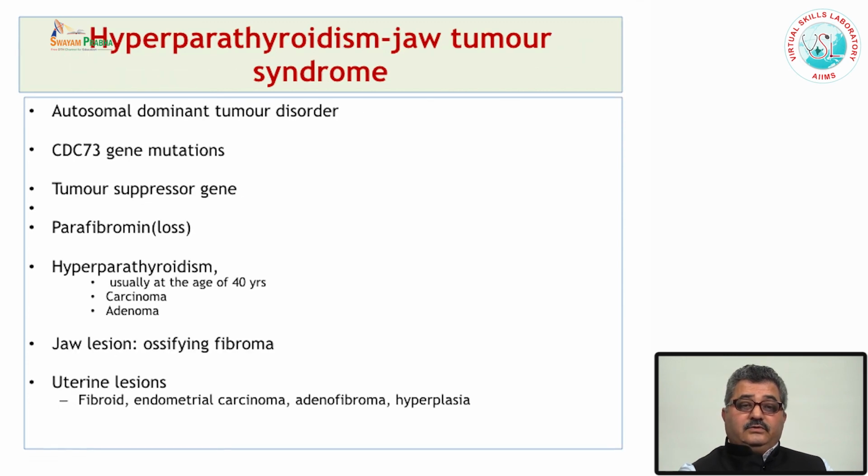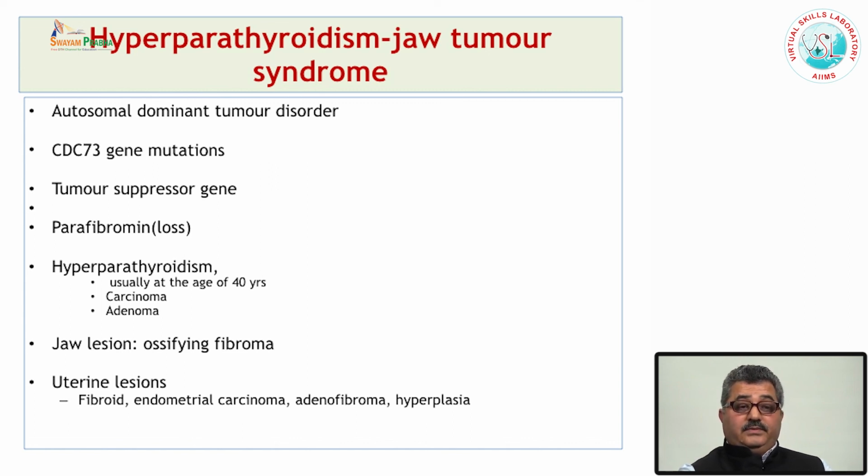There is another syndrome known as the hyperparathyroidism-jaw tumor syndrome. It is an autosomal dominant tumor disorder characterized by mutation of the CDC73 gene. It is a tumor suppressor gene. It encodes parafibromin, and in most of these cases, because of the tumor suppressor gene, there is loss of this protein, which can be detected by immunohistochemistry.